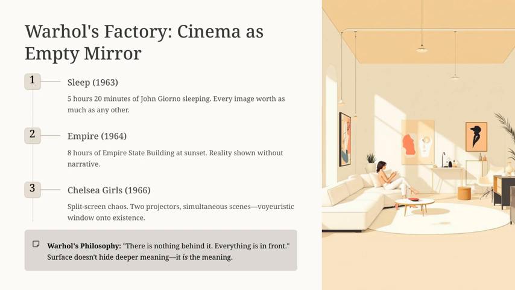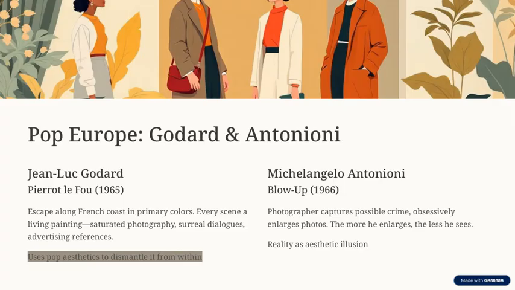This idea really challenges us to rethink what cinema can be, less about storytelling and more about showing us what's already there. Let's take a closer look at some key figures in European pop cinema, starting with Jean-Luc Godard. His film, Pierrot le Fou from 1965, is a vibrant journey along the French coast.